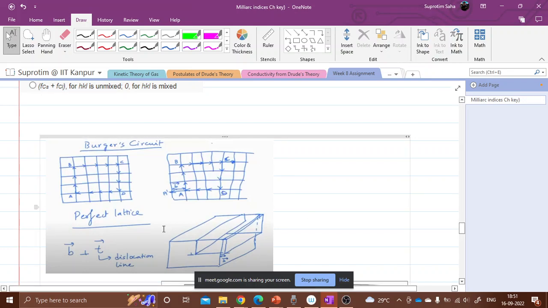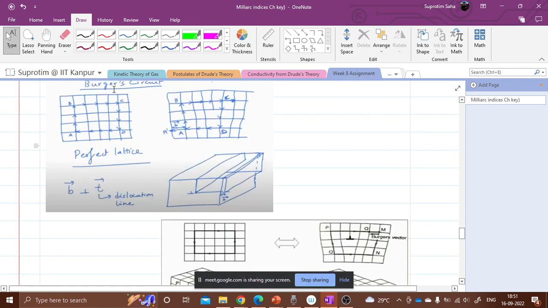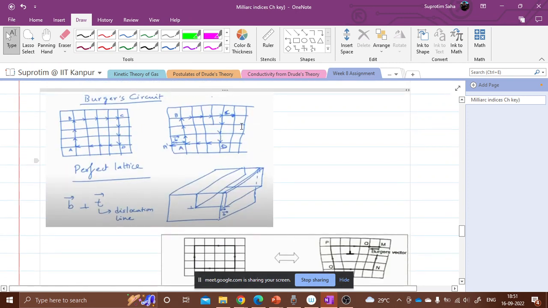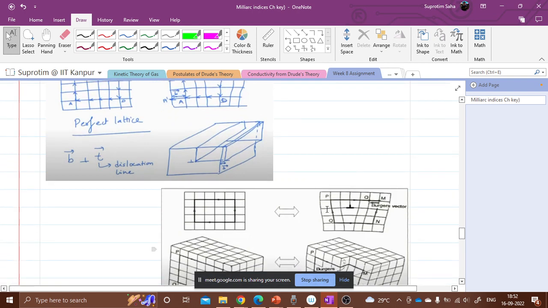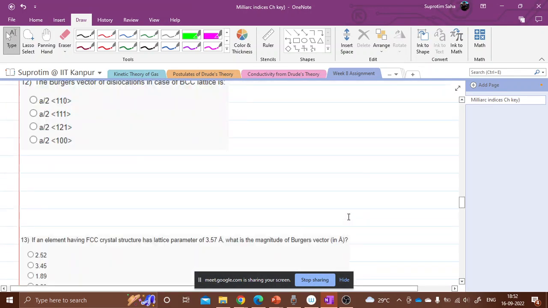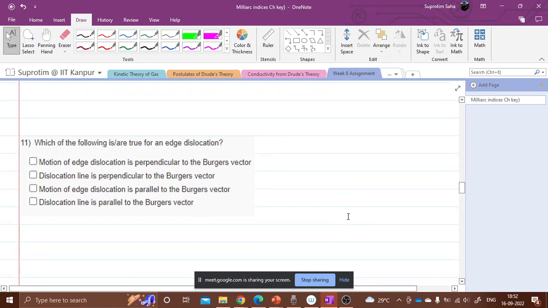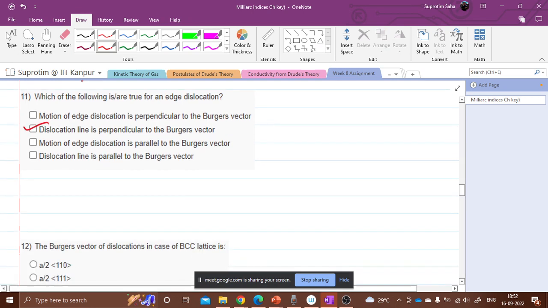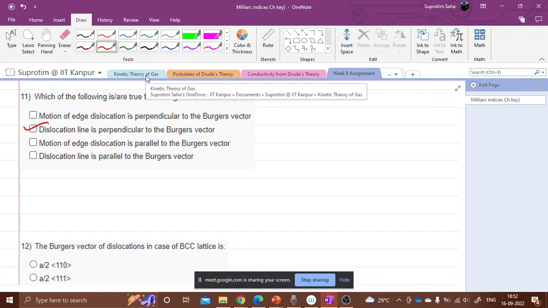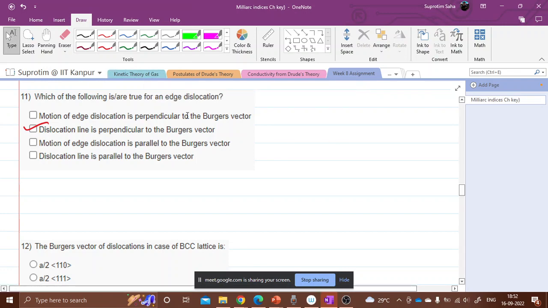Okay, so this is a theme that if there's a vacancy, it will try to create a strain on those vacant sites. So there will be dislocation of the lattice sites. So along these dislocation planes, the Burgers vector would be perpendicular to that. Okay. So basically, dislocation line is perpendicular to the Burgers vector. Okay. And motion of edge dislocation is parallel to the Burgers vector, which is of course the case because what you see is that it's parallel to the Burgers vector.